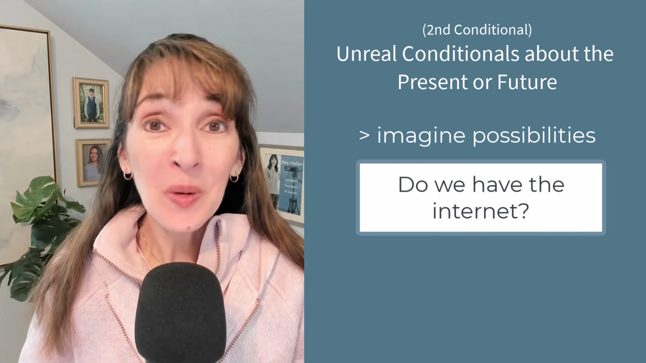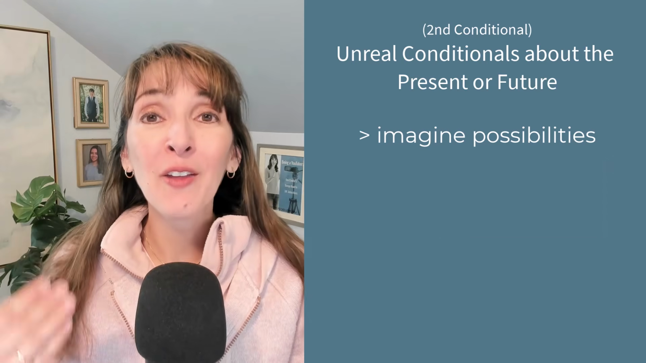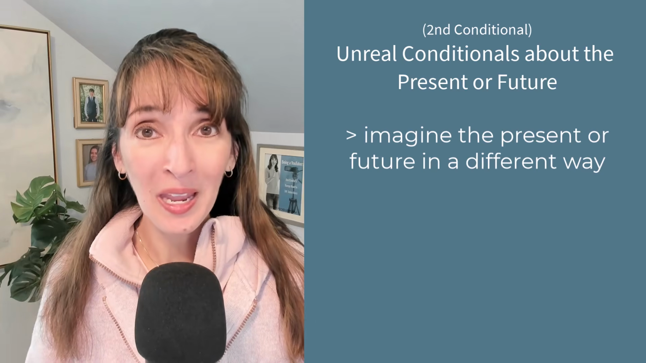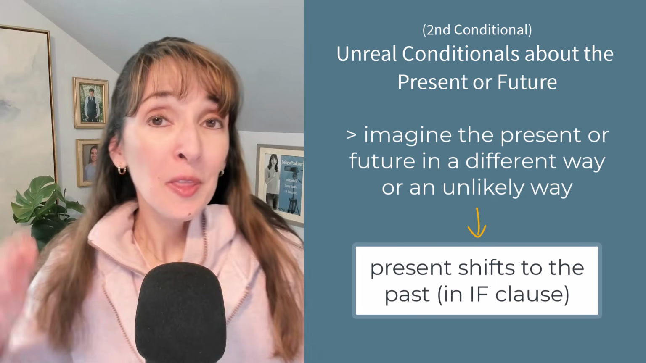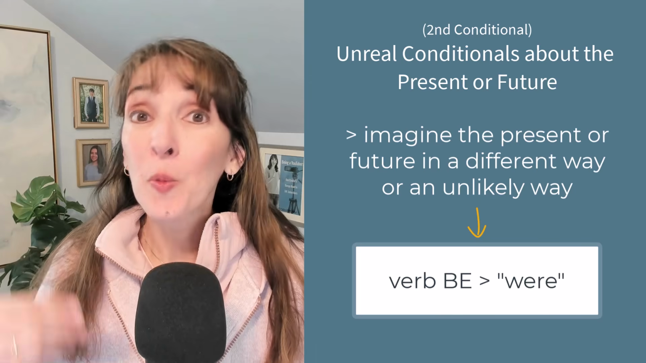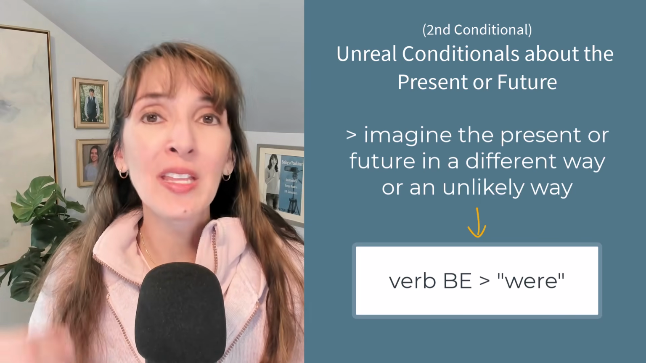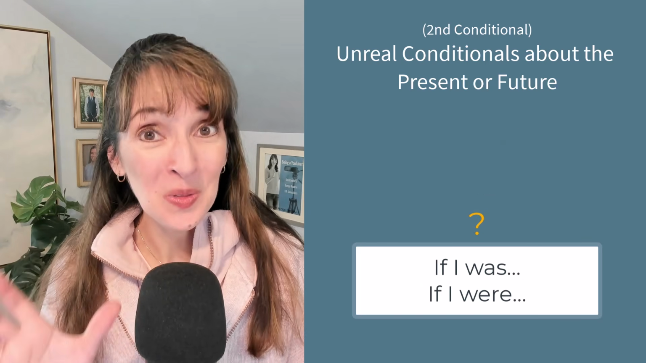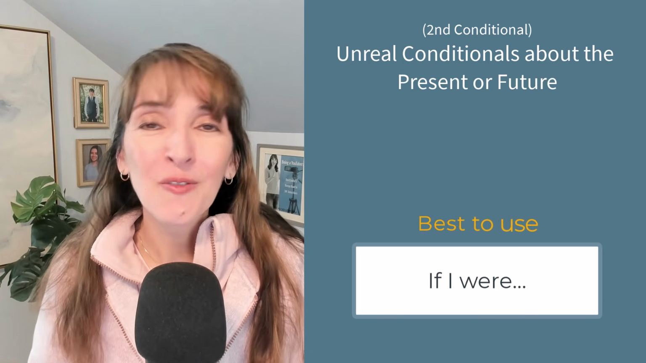What's the reality? Do we have the internet? Of course we do. And social media is part of your life and mine. In order to imagine the present or future in a different way or an unlikely way, we have to backshift the verb. The present shifts to the past in the if clause. Note that with the verb be, we use were for all subjects when we're reimagining the present or future. You will hear American English speakers use was, and it's okay in everyday English, but were is best for unreal conditionals.